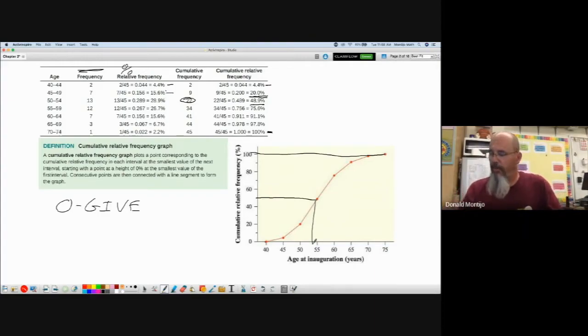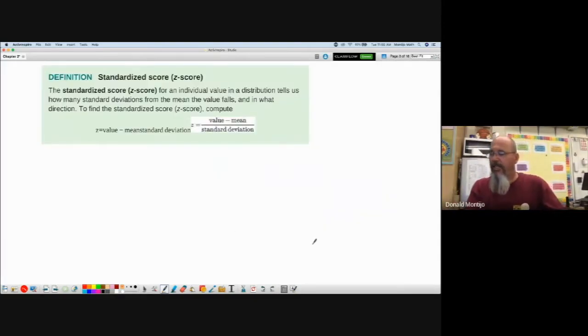So remember, frequency, simply how many times did it show up? Relative frequency, what's the percent of those times that it showed up? Cumulative frequency is a sum of the frequencies, and relative cumulative frequency is the sum of the percentages of those frequencies. All right. Next, we're going to take a look at standardized z-scores.